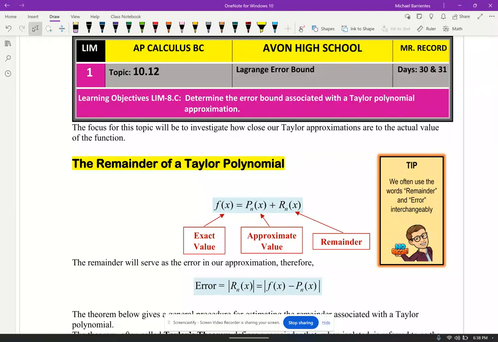Hello, good people. Welcome to video number 1 of section 10.12, the Lagrange error bound. The Lagrange error bound. What the heck is that?